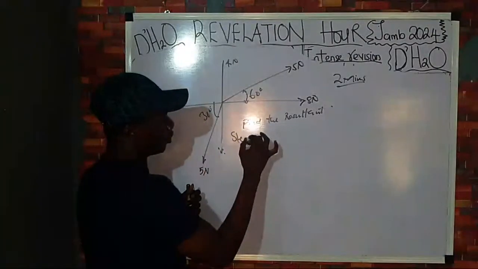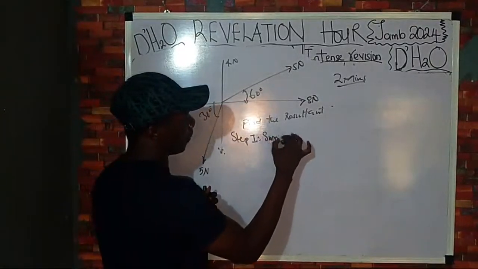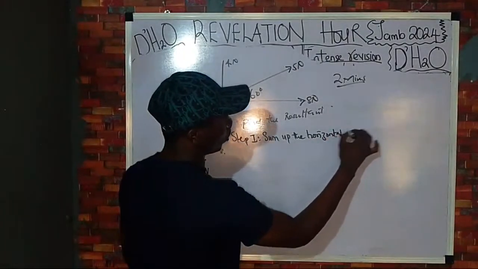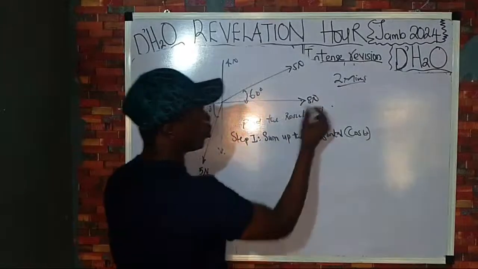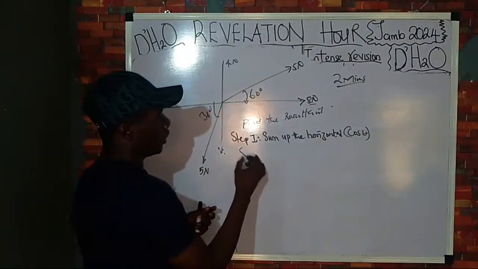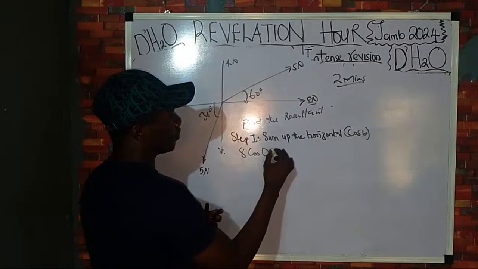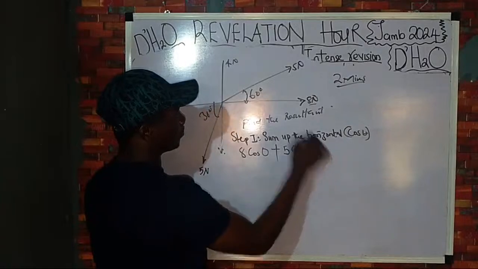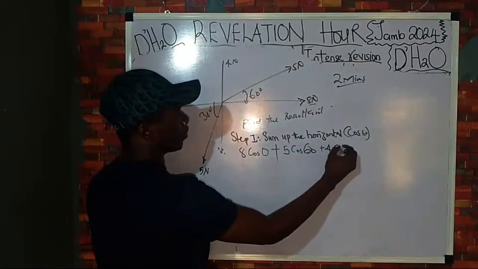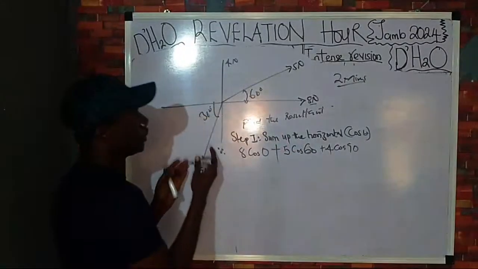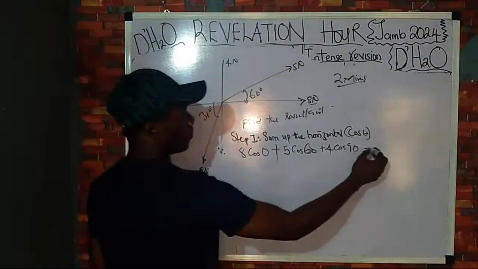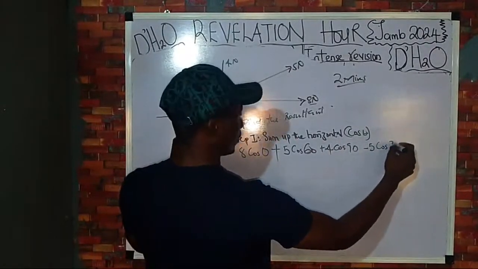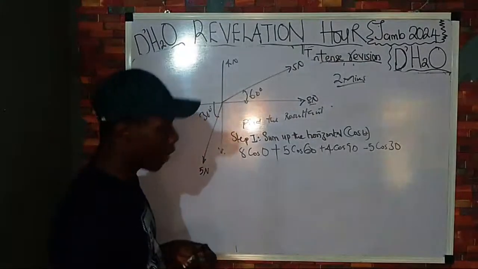The step one I told you about is sum up the horizontal using cos theta. Don't forget. So it will be 8 cos 0 plus 5 cos 60 plus 4 cos 90. If you come down, this side is negative, so it will be minus 5 cos 30.